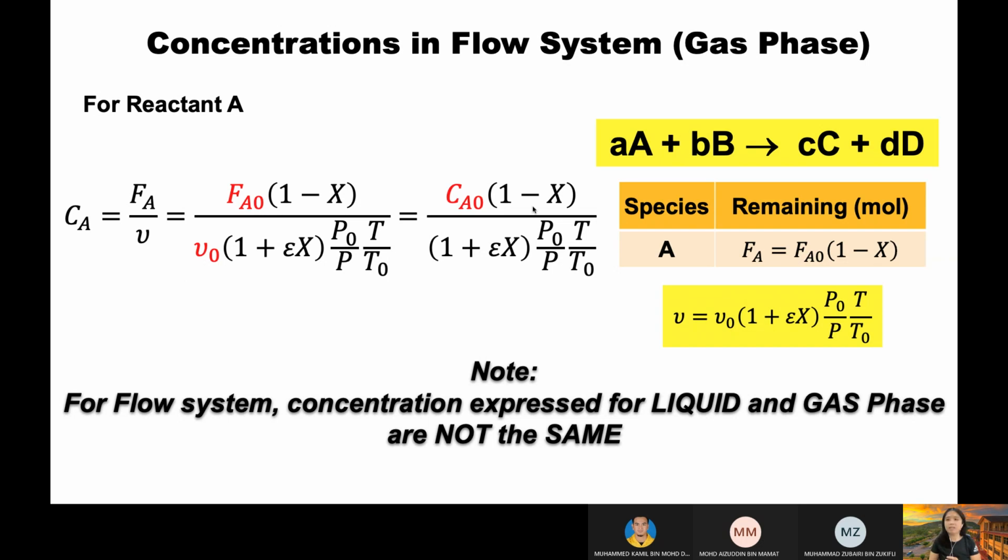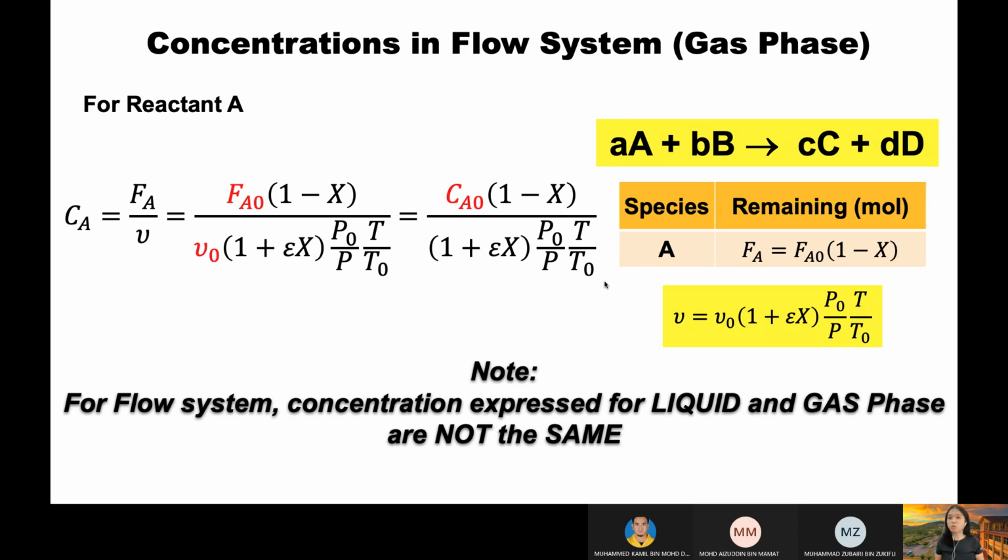So I just replace. In other words, to simplify it in the simplest way, for liquid you only have the top part, because earlier, for the liquid, CA equals CA naught in bracket 1 minus X. But because it is gas, you add the bottom part, 1 plus epsilon X, P naught per P, T per T naught. So for this bottom part, remember, if there is no pressure change, P naught per P is gone. If there is no temperature change, T per T naught is gone. So it depends on your system.